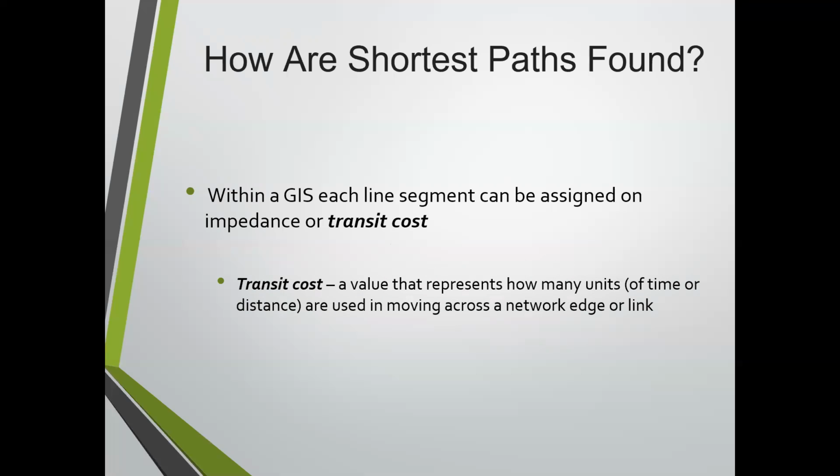So transit cost is just the value that represents how many units of time or distance or whatever you're using it takes to move across a network or an edge or a link. And then the accumulation of those, when you add those all together, is what your total values are going to be. So your actual distance is measured from junction to junction, driving time from junction to junction.